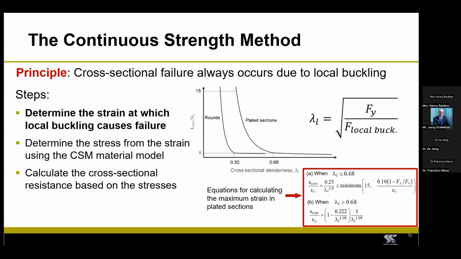So the first thing you have to do when using the CSM is calculate the maximum strain the cross-section can resist before failing due to local buckling. To do this, you have to calculate the slenderness of the cross-section, and then you use the base curves that you can see in this slide to calculate the maximum strain the cross-section can resist. Now, these curves you can see here are presented as equations in the stainless steel design codes, and they were derived based on tests on beams and columns with different cross-sectional slenderness.